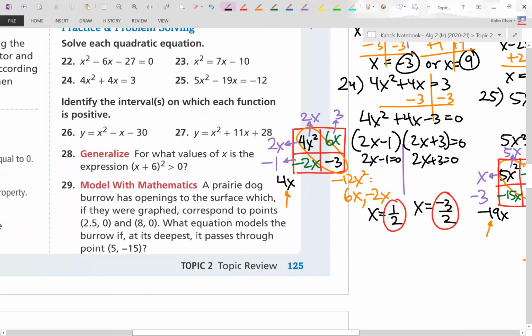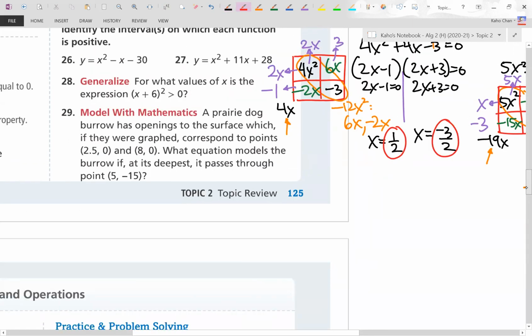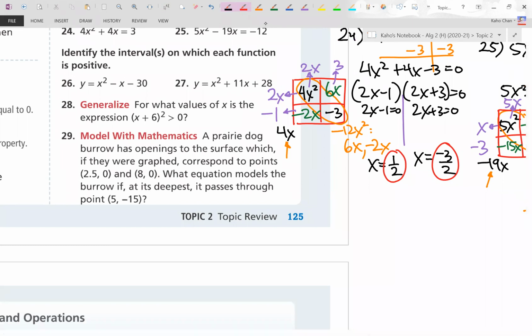Hey, identify the intervals on which each function is positive. Y equals x squared minus x minus 30. Positive? What does that mean? What they want you to do is to graph this and see where it's poking above the x-axis. So number 26 here, find myself a little room here, a little cramped, sorry.